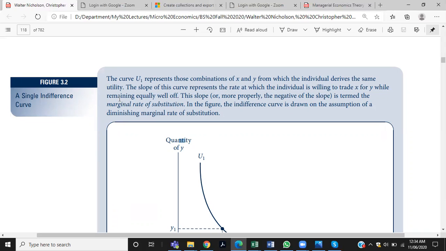The curve U1 represents those combinations of x and y from which the individual derives the same utility. The slope of this curve represents the rate at which the individual is willing to trade x for y while remaining equally well off.